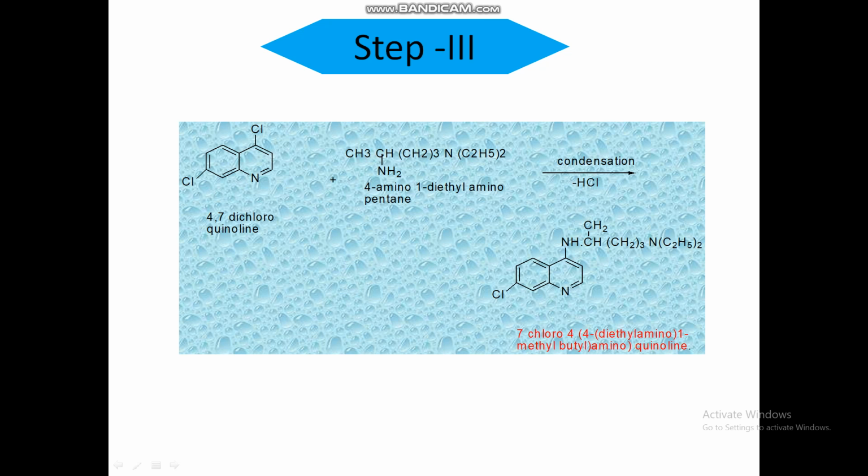So step 2, what is happening: it undergoes amination. We are getting 4-amino-1-diethylamino pentane. Step 3, what is happening: 4,7-dichloroquinoline, which we prepared in the first step, and the second step product, 4-amino diethylamino pentane, are condensed. With elimination of hydrochloric acid, we are getting 7-chloro-4-diethylamino, that is, our chloroquine that we prepared. Okay, this is the IUPAC name.